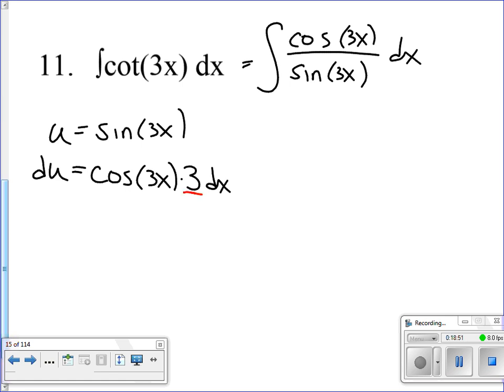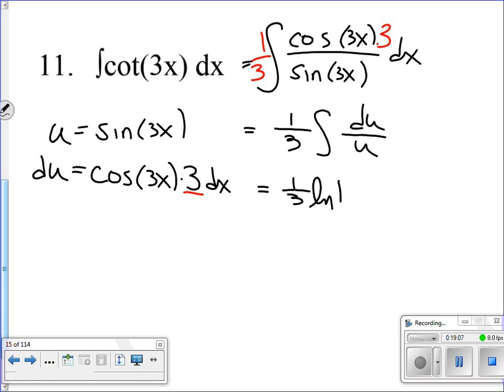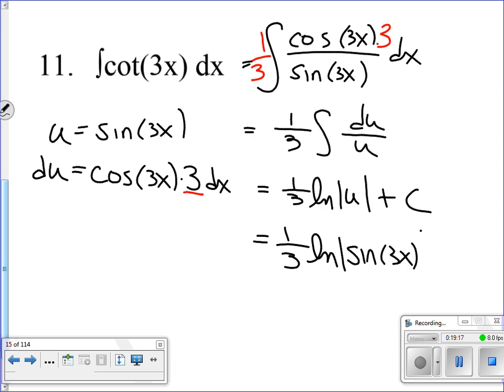So we're missing this 3. You put it in there. We put a third on the outside. So when we rewrite it, we have 1/3 times the integral of du over u, which is 1/3 the ln of the absolute value of u plus c. And our final answer is 1/3 times the ln of the absolute value of sine of 3x plus c.